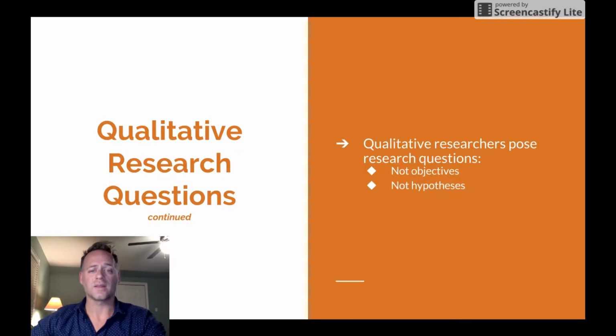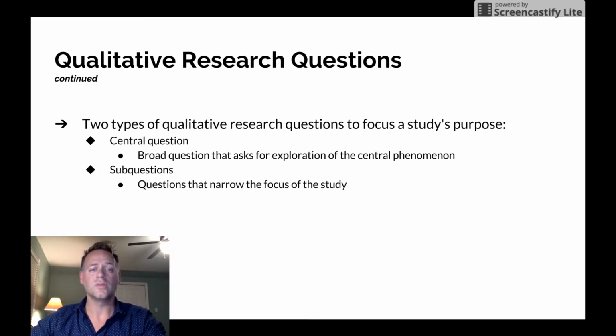One important fact that separates qualitative research questions from the other two is that qualitative researchers pose actual research questions, not objectives and not hypotheses. These are reserved for the other two types. The two main types of qualitative research questions are the following. Firstly, the central question, which is more of a broad question asking for the exploration of something. And then secondly, supporting sub-questions, which tend to narrow the focus.